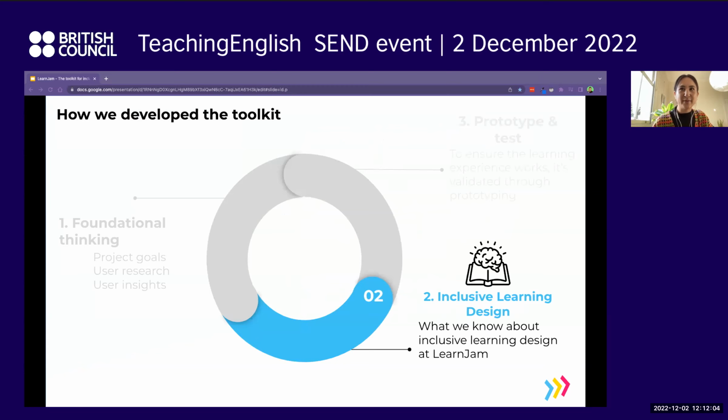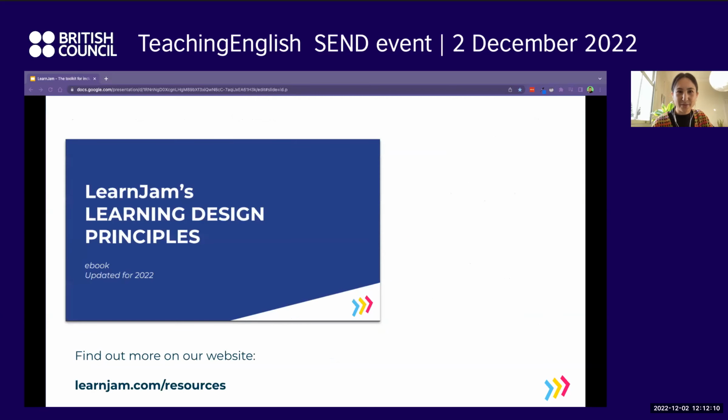So these are just some of the principles and ideas of what we know about inclusive learning design at LearnJam. And if you're interested in reading more, we have an ebook, Learning Design Principles, which goes into these in a little more detail than I'm able to do today. That's on our website, learnjam.com.